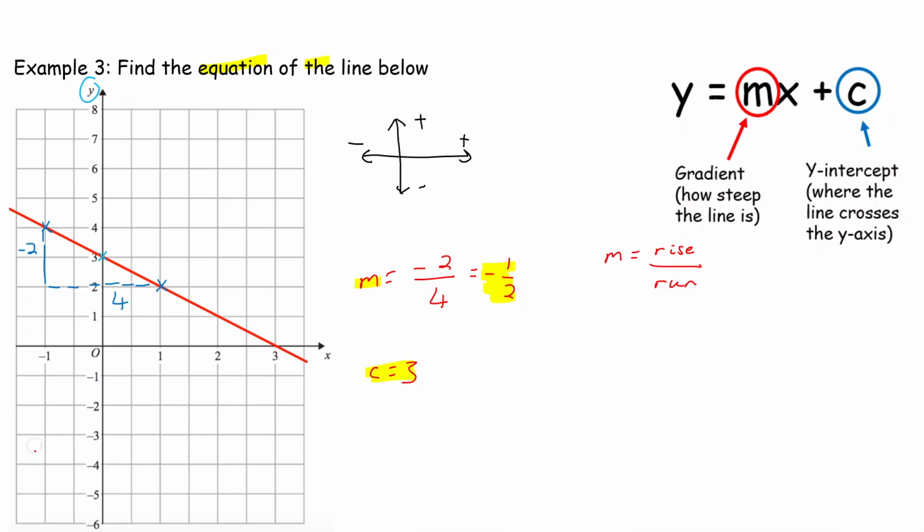Therefore, the overall equation of my line is going to be y is equal to m, which is equal to minus 1 over 2. X just stays the same always, and my c value is equal to positive 3. So there we go. That is the equation of my straight line. Y is equal to minus a half x plus 3.